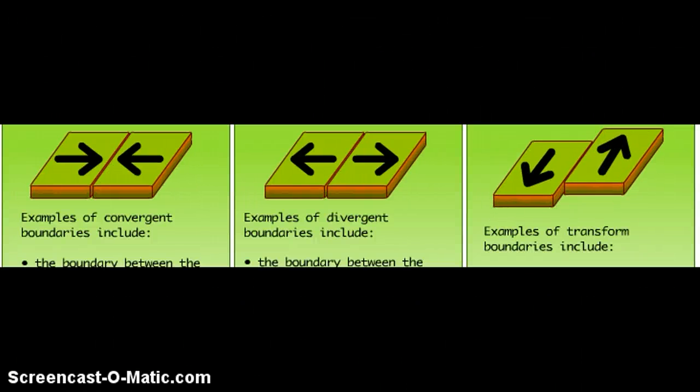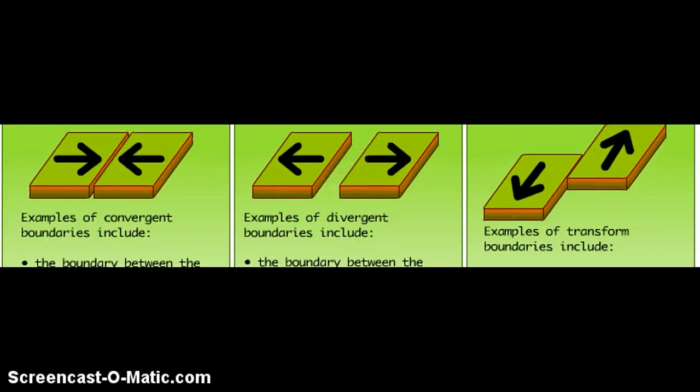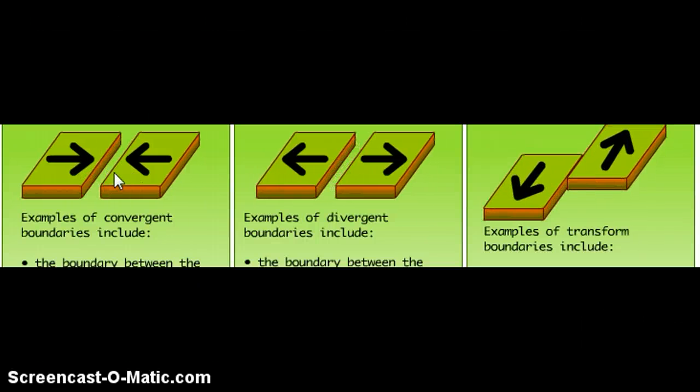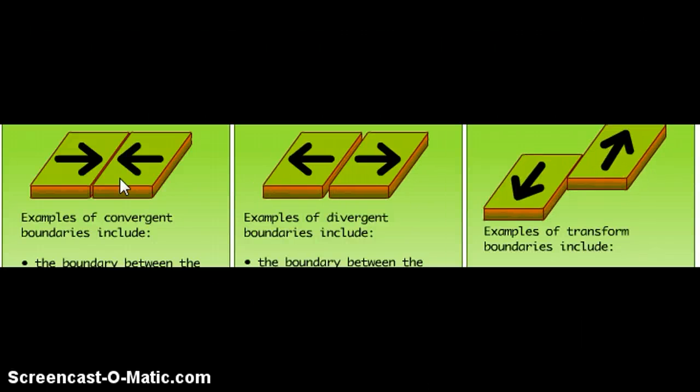We're going to look at the three types of plate boundaries when lithospheric plates are in contact with one another. The first type is a convergent boundary where the two plates are moving towards one another. So this would be, so far, the only thing we've talked about that's like this would be subduction zones.